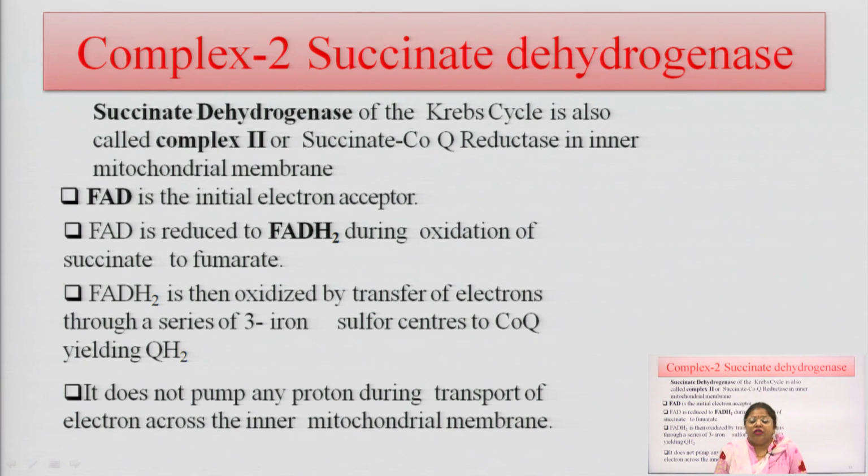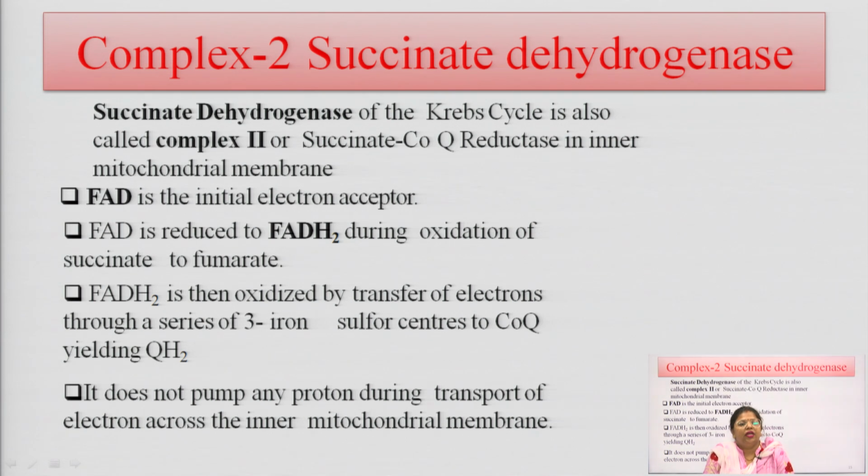Complex 2, which is known as succinate dehydrogenase, is correlated with the Krebs cycle, where succinate is formed. Here, succinate dehydrogenase is the enzyme used in complex 2, succinate coenzyme Q reductase, in the inner mitochondrial membrane.